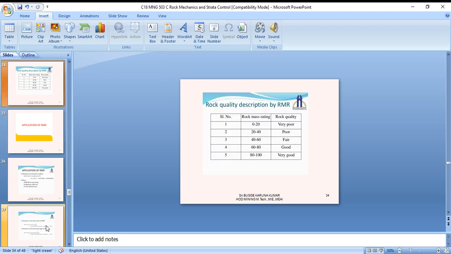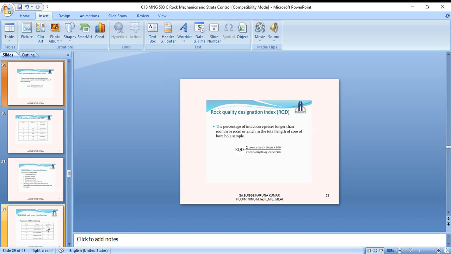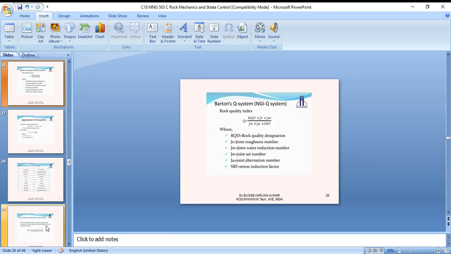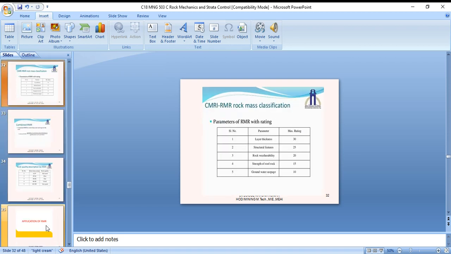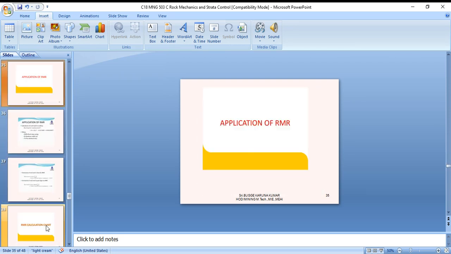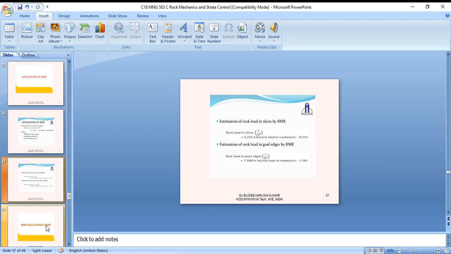So from RMR, how will you get this? These are the RMR values. From this, you can calculate the Q value. So by this application, you can do load calculation in the particular location. Okay, and also another estimation of the rock load in sites.